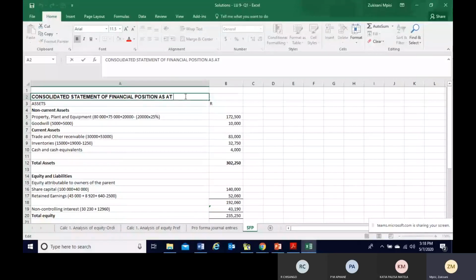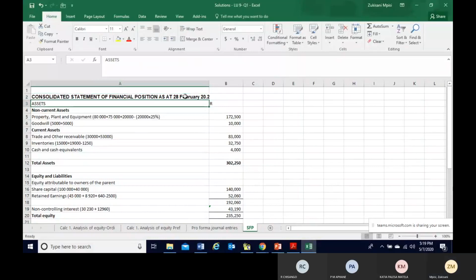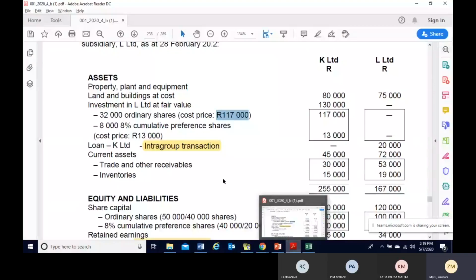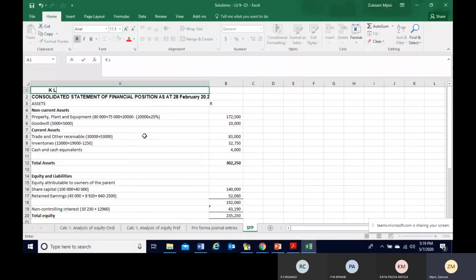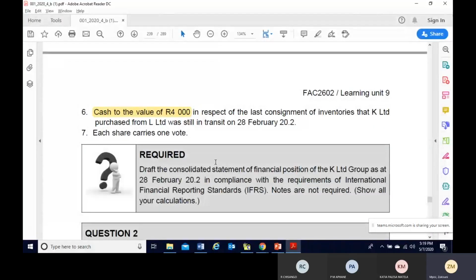Statement of financial position as at 28 February 20.2, and you were required to do this for, let's look at the required quickly. This was for KLTD group, so it was for KLTD group.